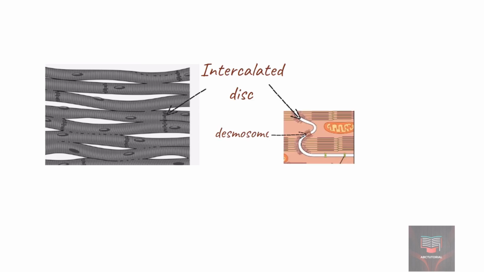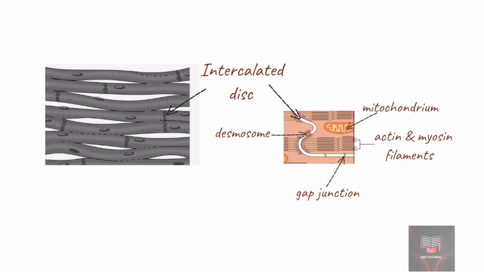Cardiac muscle cells are branched and attached to the neighboring cardiac muscle cells by intercalated discs, which contain desmosomes and gap junctions. The gap junctions allow action potentials to conduct from one cardiac myocyte to another and allow the entire myocardium to contract as a single coordinated unit. The cardiac myocytes contain a large number of mitochondria. They also have actin and myosin filaments and sarcoplasmic reticulum, just like skeletal muscle cells.